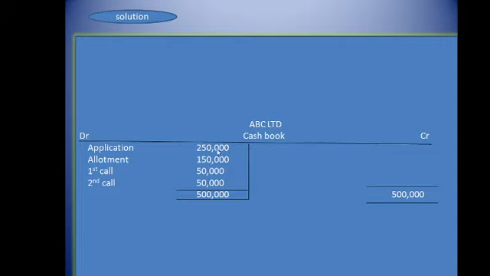When we gave out shares on application, we got 250,000. So it was an income to the business. We record application 250,000 from our workings from the previous page. Allotment we have 150,000. First call we have 50,000. Second call we have 50,000. That was all, and if you add it up, it's total 500,000. That was the money that was given in the question as authorized share capital.